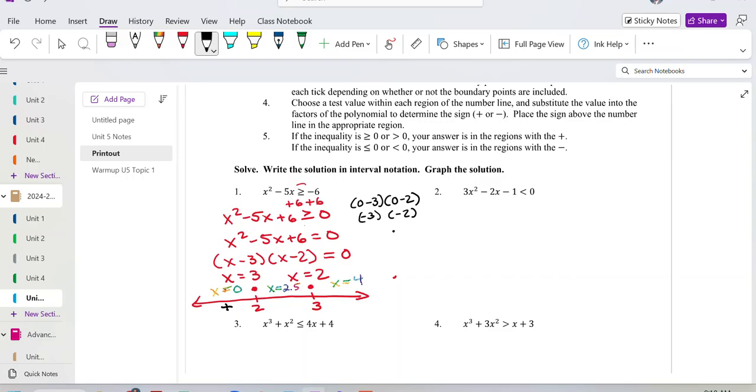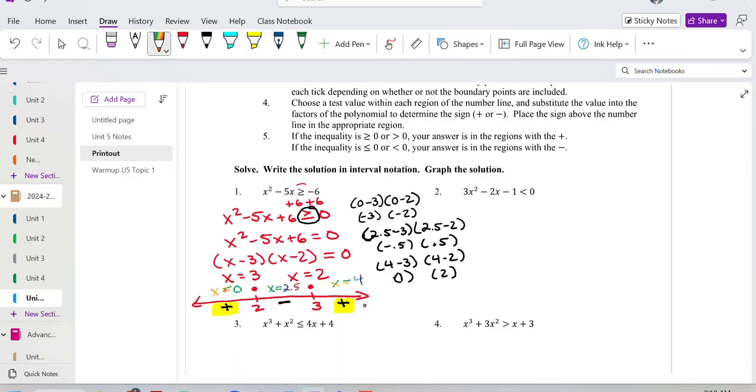If I put 2.5 in, 2.5 minus 3 and 2.5 minus 2, that gives you negative 0.5 times positive 0.5. So that's going to give you a negative number. Then if you put 4 in, that gives you 1 times 2. That's a positive number. Given that we want all the numbers greater than or equal to 0, that means we want all the values that are positive.